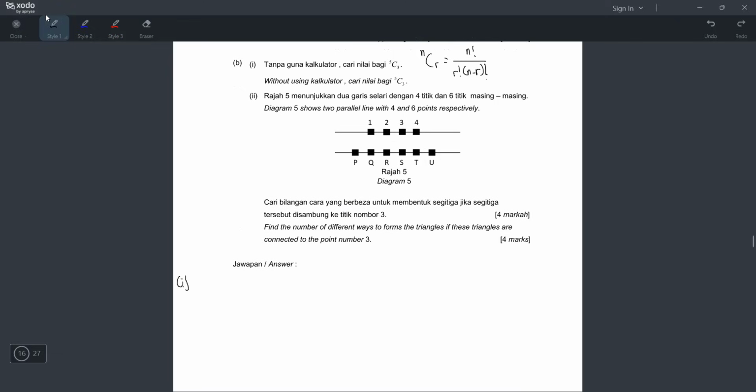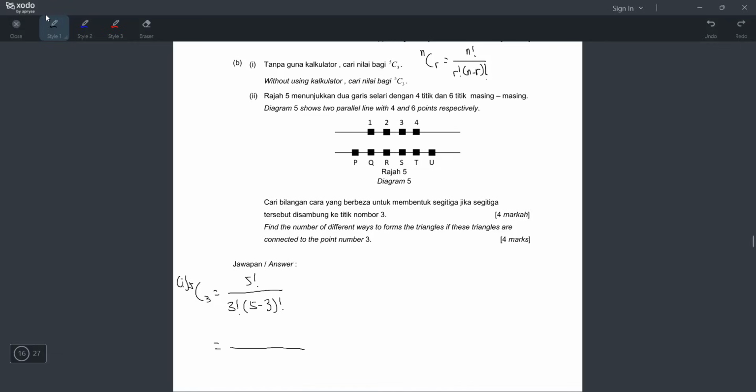But since this question already mentioned specifically no calculator, we use this formula. So 5C3 means your n is 5 and your r is 3. So what do you write? On top, n, which is 5, so 5 factorial over r factorial, and r is 3 in this case, so 3 factorial, and then in brackets n minus r, which is 5 minus 3, factorial, right? Okay, how to solve this without a calculator?